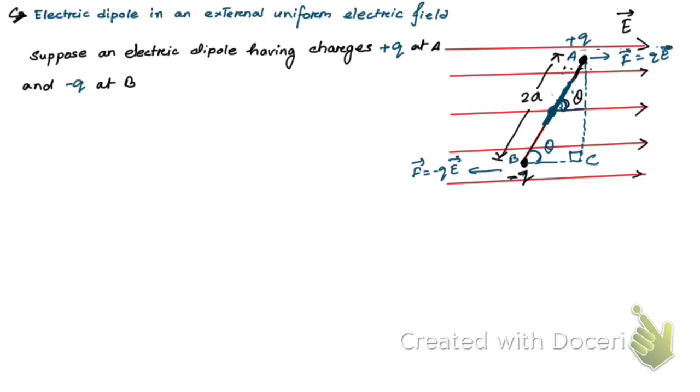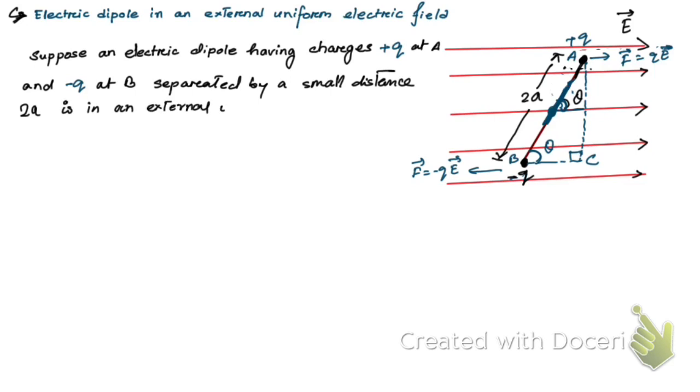Here we have considered this dipole where plus and minus q charges are at A and B, separated by a small distance twice A, which is in an external uniform electric field E, as shown in the figure.